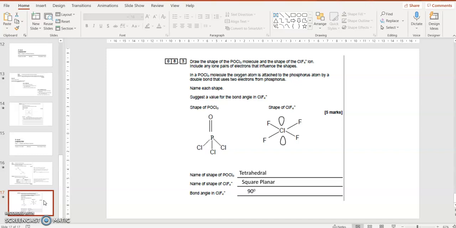Now, that's taken from the mark scheme. I would prefer it if you put square brackets and a minus around it. I would remove a mark there if I were marking that, but that's the official mark scheme there, but I prefer square brackets with a minus. After all, it is a minus charged ion.